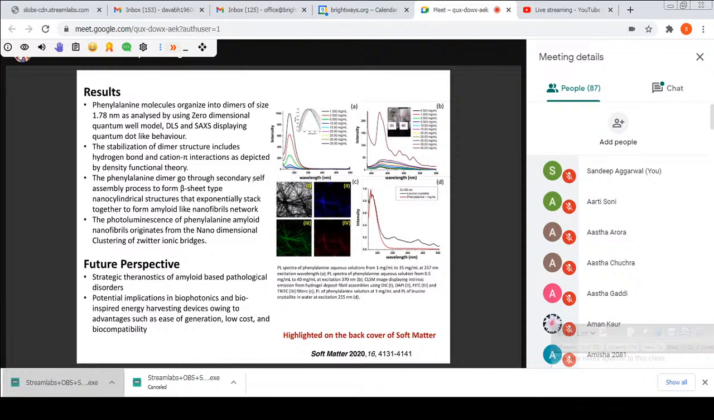And this was actually highlighted on the back cover of Soft Matter Journal, which is a very renowned journal in material chemistry. And this is the first report in which we have tried to show that these nanofibrils are formed from small units of dimers of phenylalanine. So this is about the bio-inspired materials, and how these new types of bio-inspired materials are going to be the future of our material chemistry or material sciences.